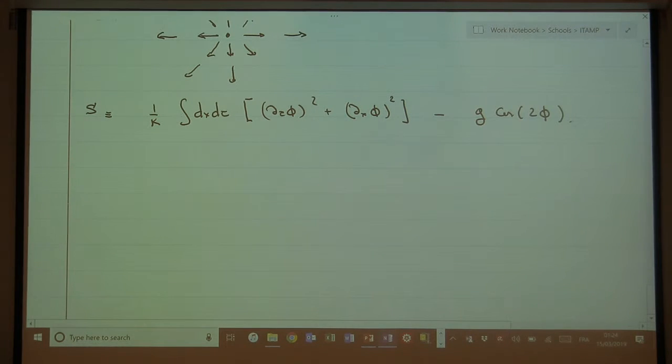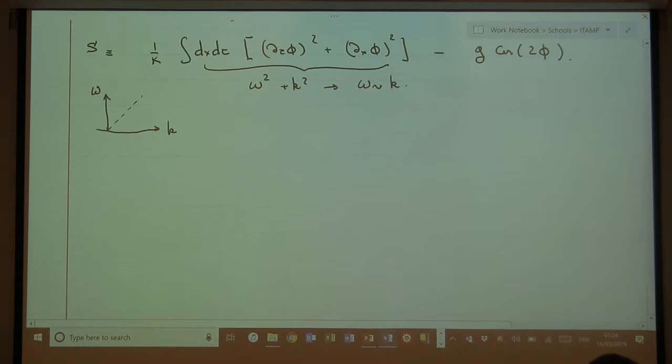And you see exactly what happened. If I look at this, this is giving me a spectrum which is omega squared plus k squared. So this is a spectrum where omega is proportional to k. This is massless excitation. This means that I have gapless excitation.